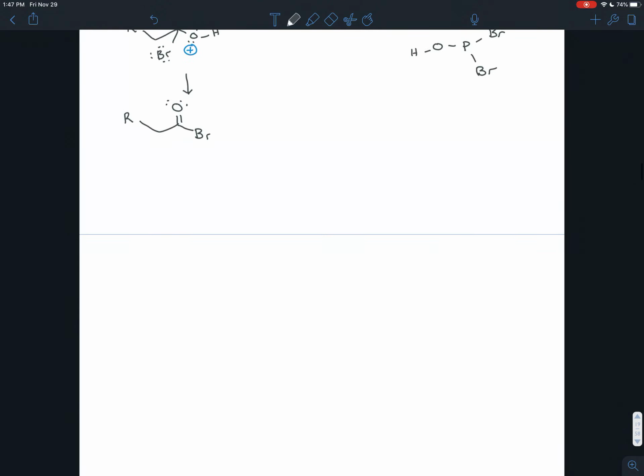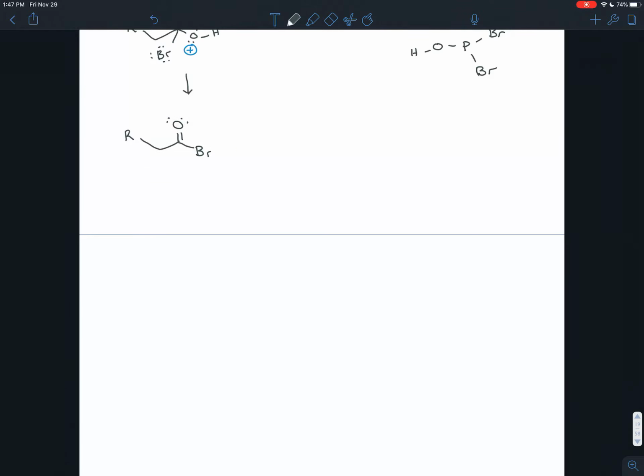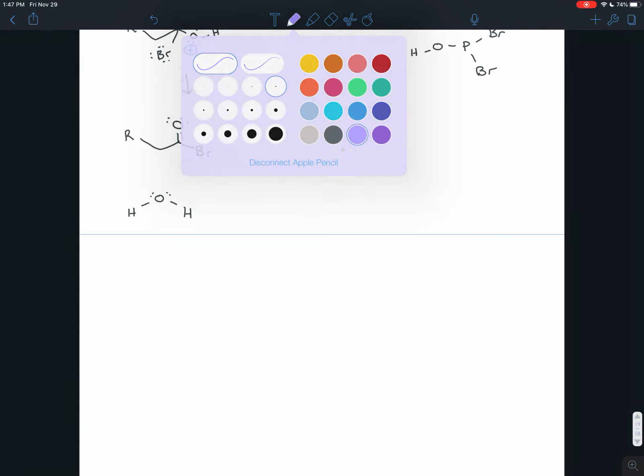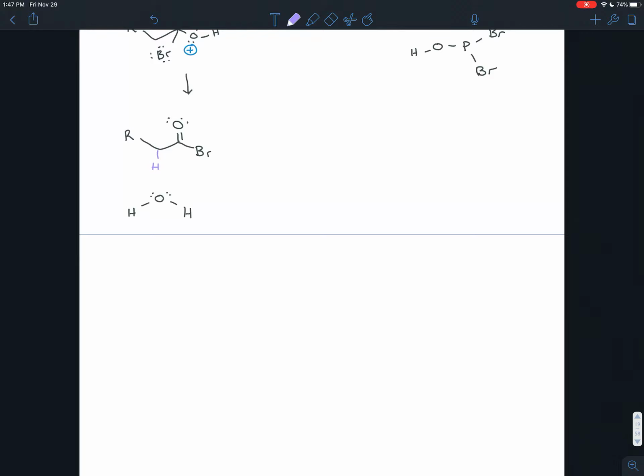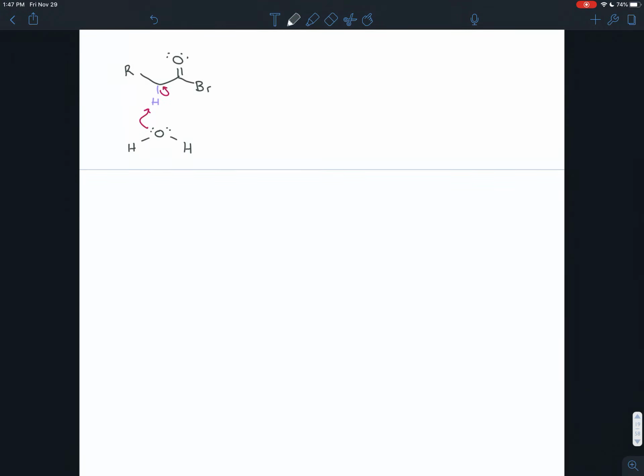If you have water in the beaker, then the water can sort of act as a base and steal this alpha hydrogen, slightly acidic alpha hydrogen. The electrons go onto the carbon there. So now we're doing the keto-enol tautomerism.